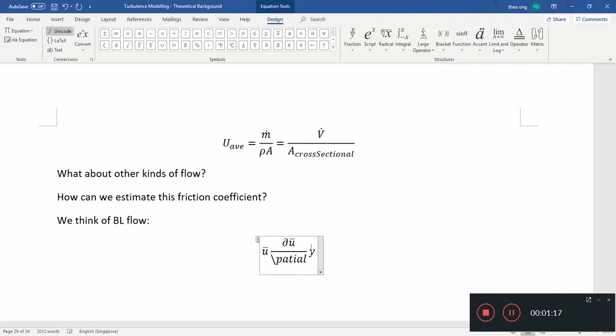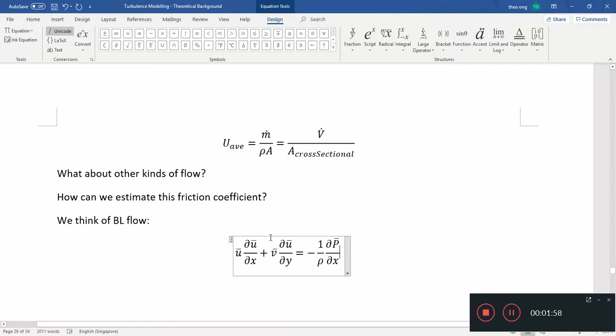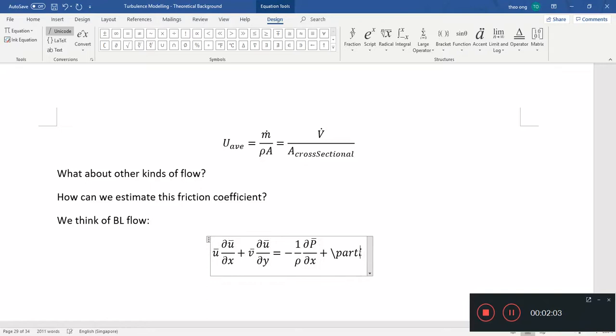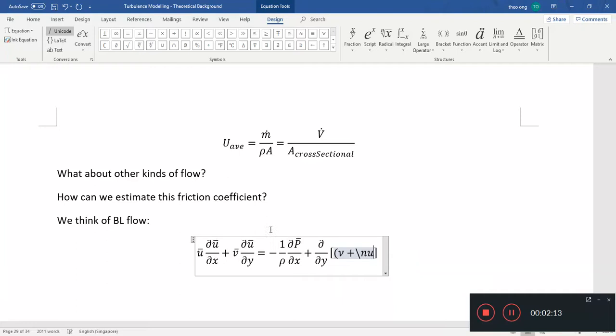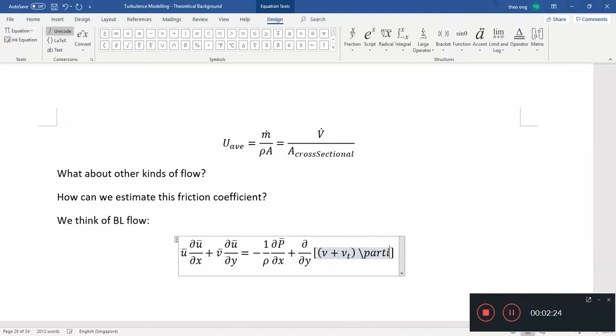So partial U bar partial X plus V bar partial U bar partial Y equals minus 1 divided by rho partial P bar partial X plus partial Y. This is our boundary layer again, so nu plus nu T times partial U bar partial Y.